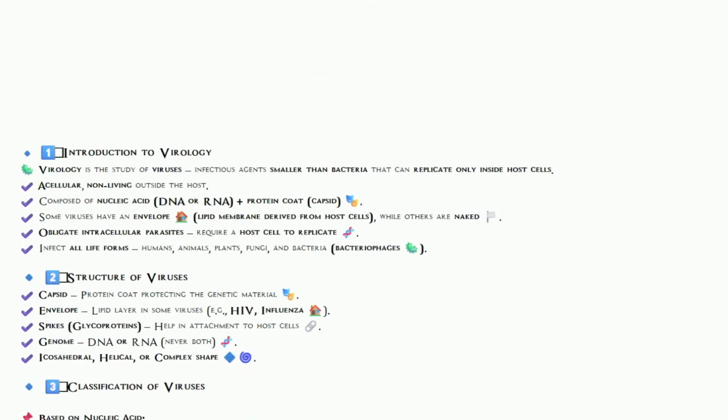So first of all, our topic is introduction to virology. What is virology? All the terms are similar. Logy means study of the thing and viro means virus. So virology is the study of viruses. क्या है ये? Infectious agents smaller than bacteria. They can replicate only inside the host cell.